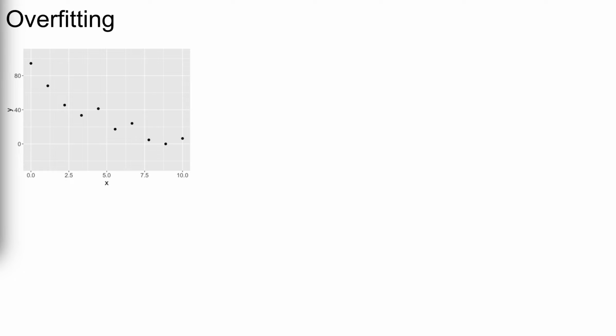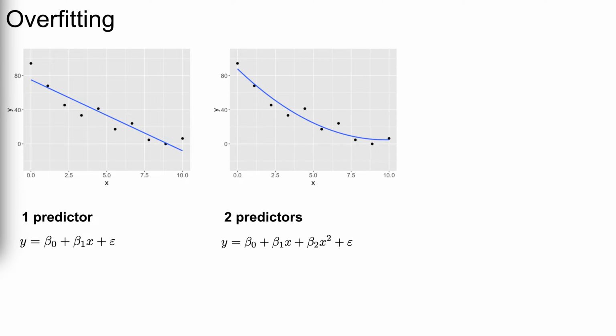In this video, we'll discuss validation, an approach to measuring model quality. Let's start with some motivation. Suppose we want to build a model of y by predictor x. Let's start with a simple one predictor model. Though this looks pretty good, maybe we can do even better by using two predictors.